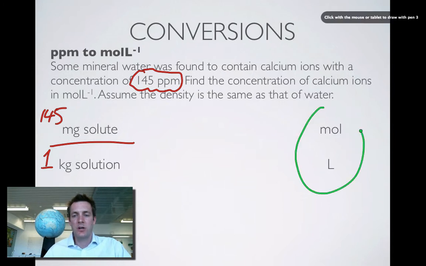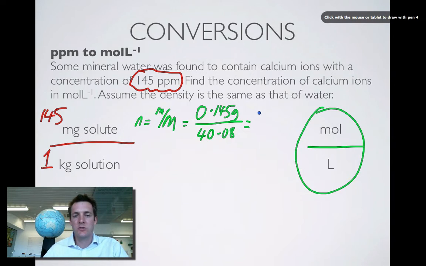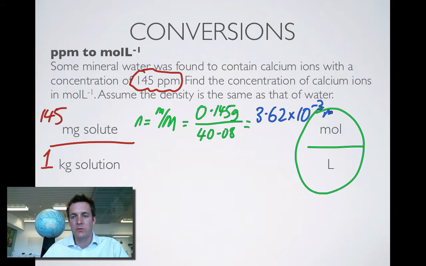So here we go. What I'm going to try and do is turn these units into those. Well, I want to know the number of moles. So the number of moles equals the mass over the molar mass. The molar mass is always given in grams per mole, so I need to have this in grams. So that's going to be 0.145 grams because there's 1,000 milligrams in a gram. And I'm going to divide that by calcium, which has a molar mass of 40.08. If I do that on my calculator, I find that that is 3.62 times 10 to the minus 3 moles.